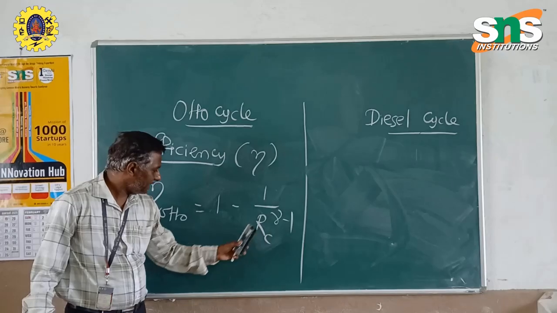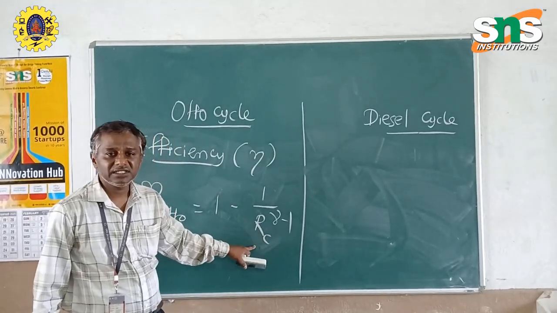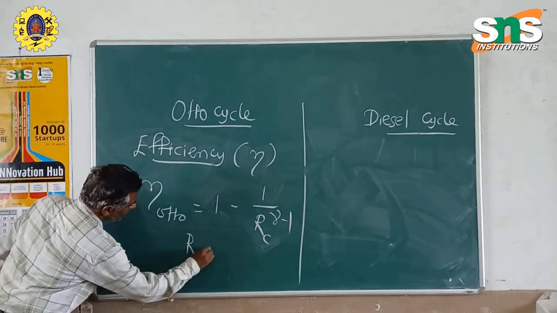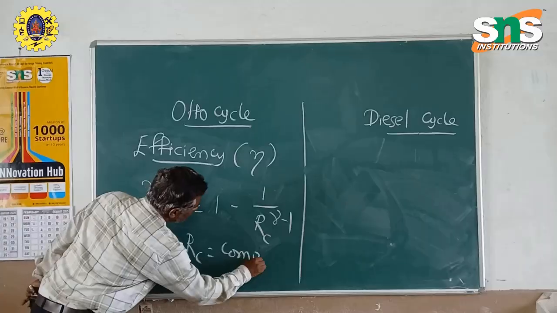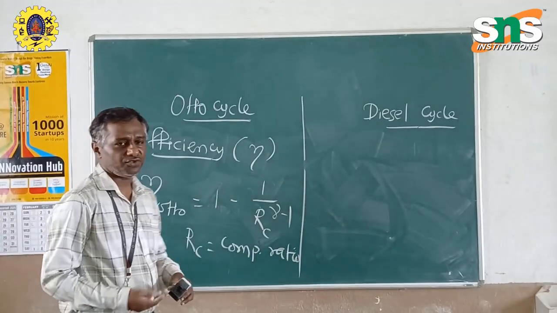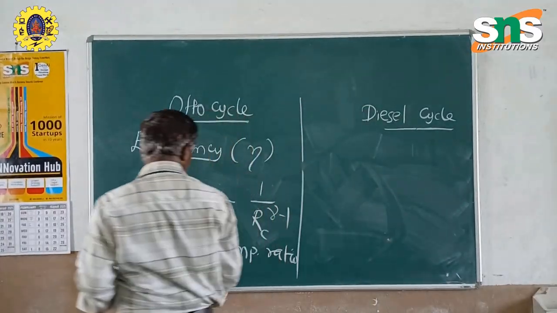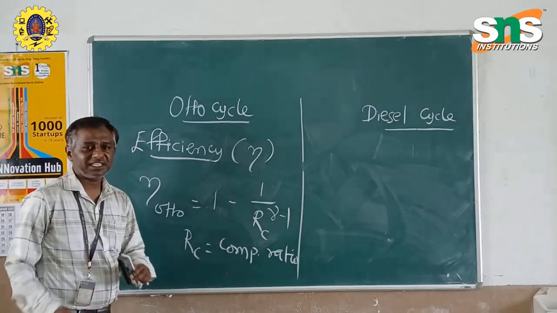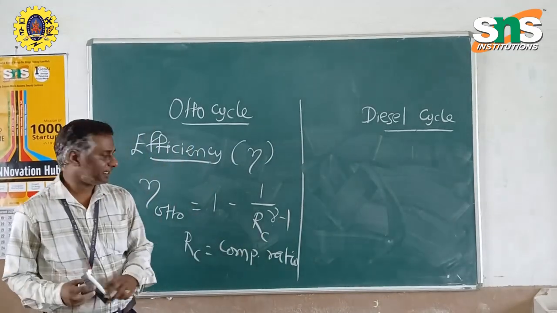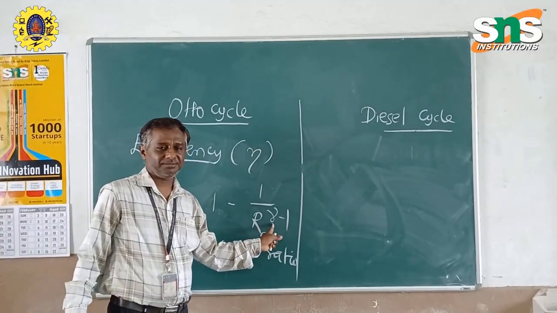Okay. So here we have only 2 notations. One is RC and one is gamma. What is RC? RC is nothing but the compression ratio. It means the volume ratio during the adiabatic compression stroke, that is V1 by V2. This is gamma, the adiabatic ratio. Gamma equal to Cp by Cv, the adiabatic index.